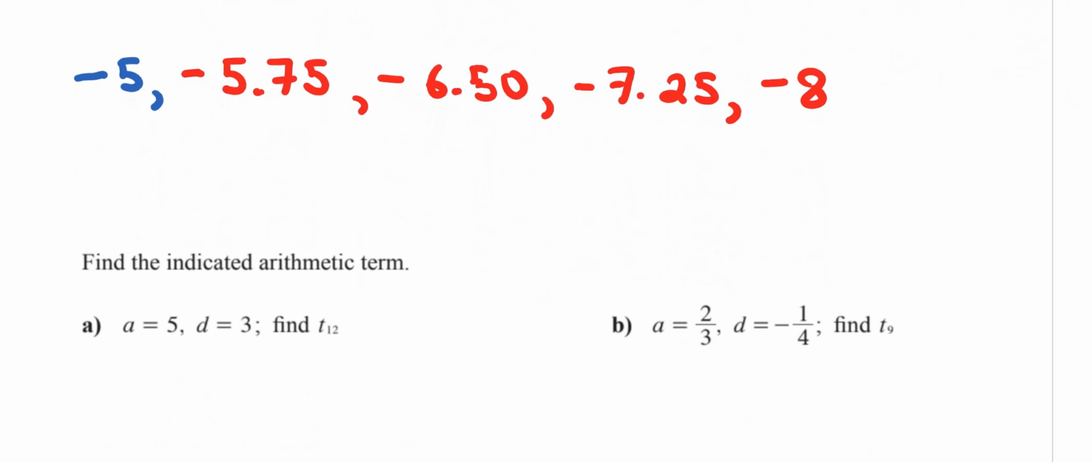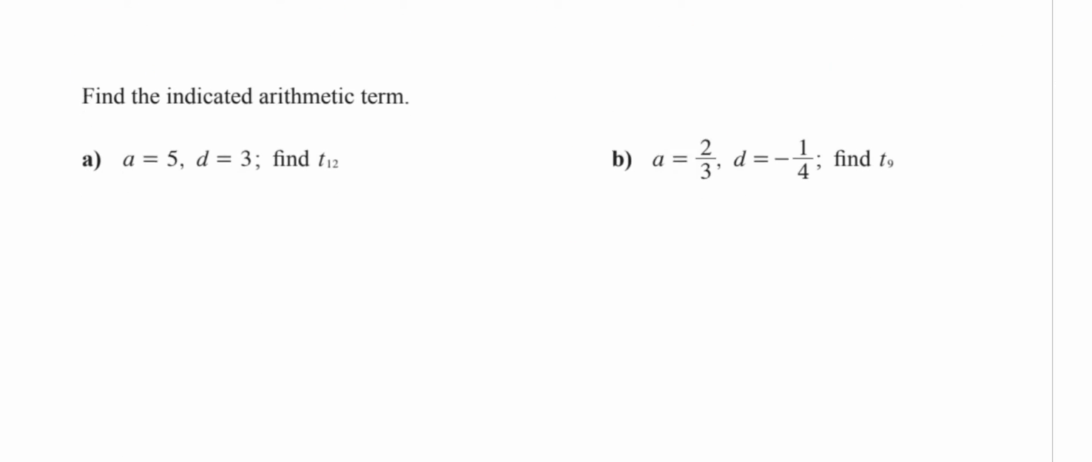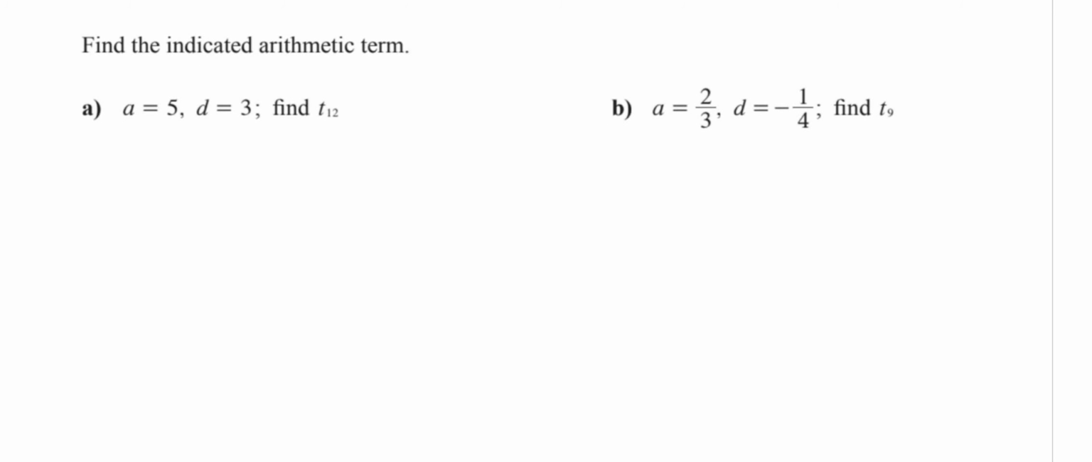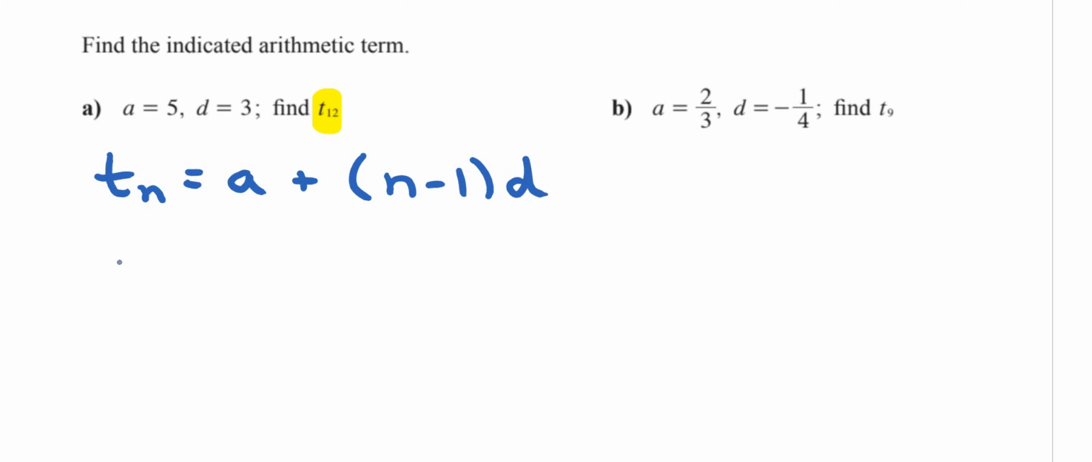Okay, so move on to question number 8 now. Find the indicated arithmetic term. For question 8a, I need to find the 12th term. All you're doing is using the formula, which is t of n equals the first term plus n minus 1 times the common difference. Our goal now is to find the 12th term. First things first, anytime you see the variable n, that changes to a 12.